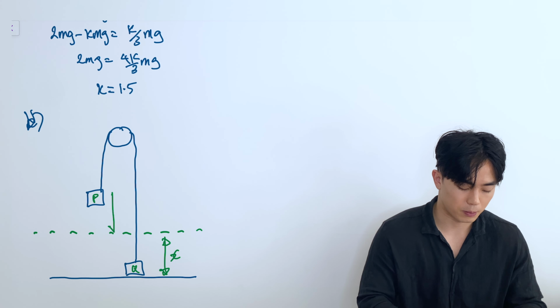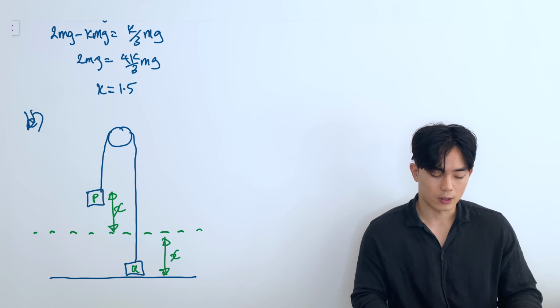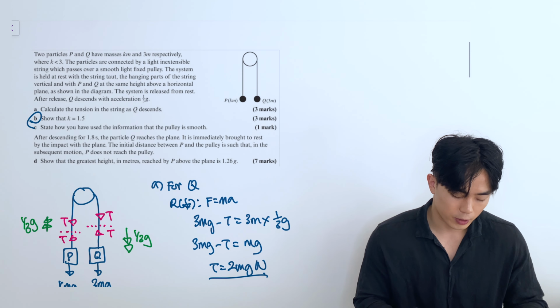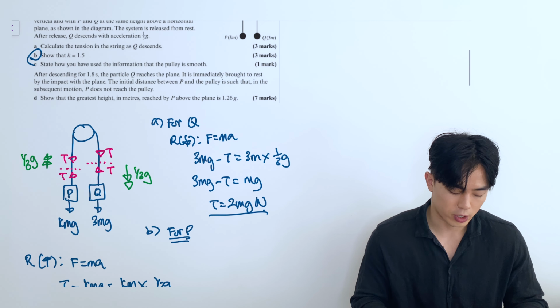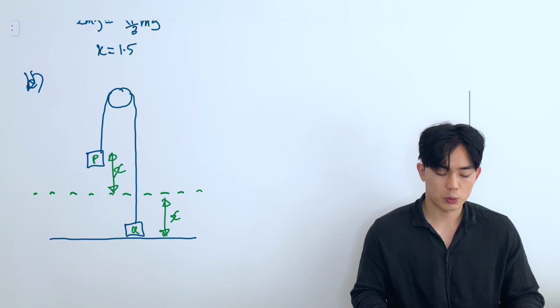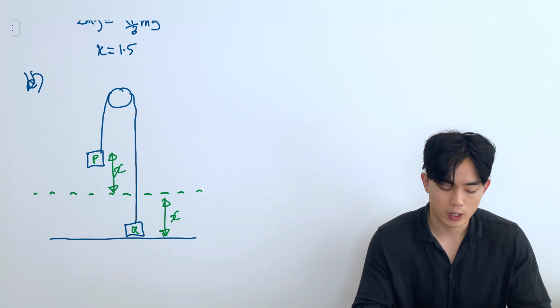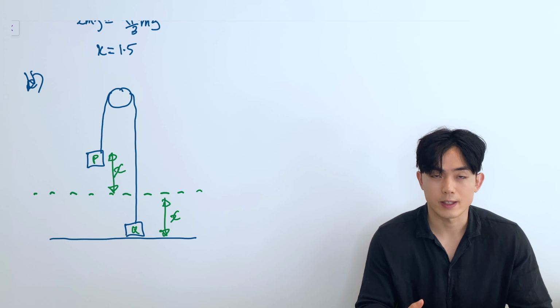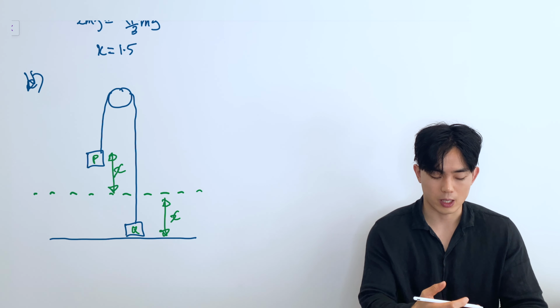Because they're both connected by the same string. Right, what do we know? So it takes 1.8 seconds to reach it, and so they want to work out the highest motion of P. You might imagine, well, the highest distance is just x, because it's moved the same distance.